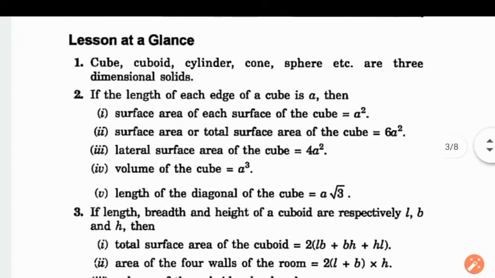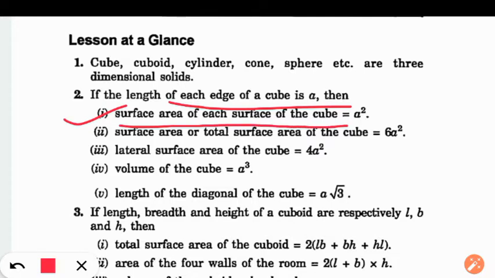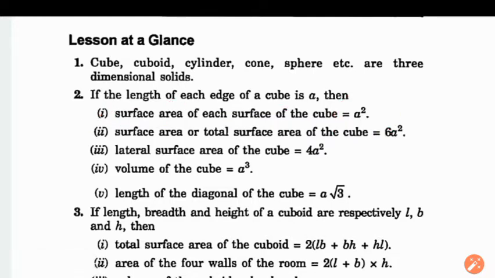Okay, so in number 1, we have cube, cuboid, cylinder, cone, sphere, etc. These are 3-dimensional solids. In number 2, if the length of each edge or side of a cube is a, then the area of each surface of a cube will be a square, because we know each surface of a cube is a square. The formula to find the area of a square is side into side. Since here the side is a, we have a square.